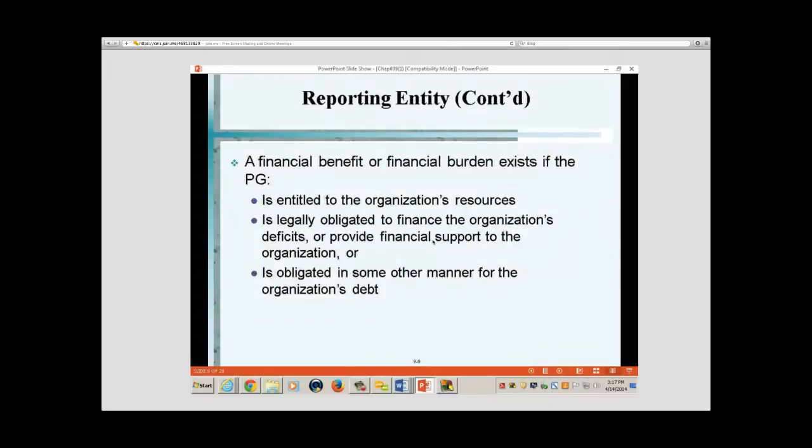And this is the definition of financial benefit or financial burden. If you're entitled to the organization's resources, or you're legally obligated to finance the organization's deficit, or legally obligated in some manner for the organization's debt. And remember, this is even if the board was independently appointed.